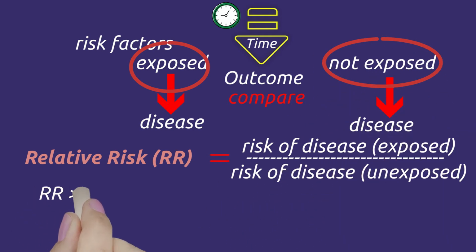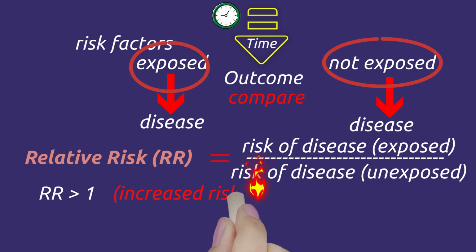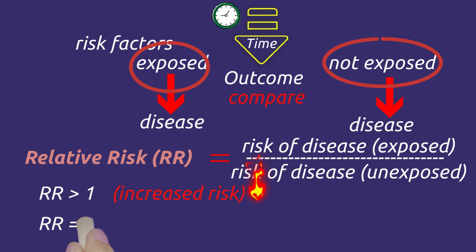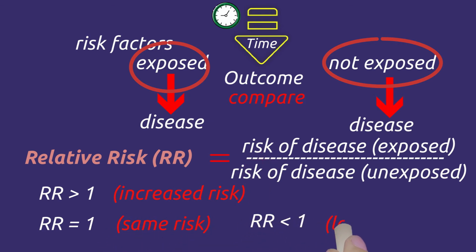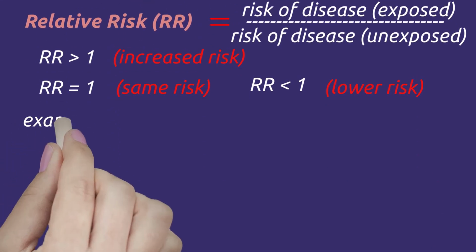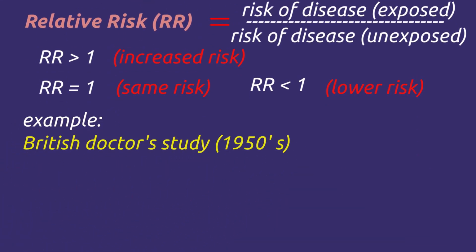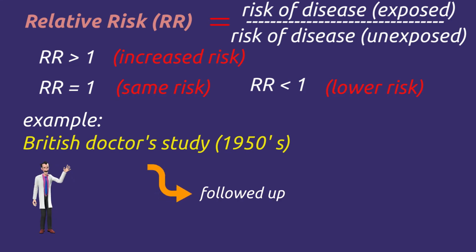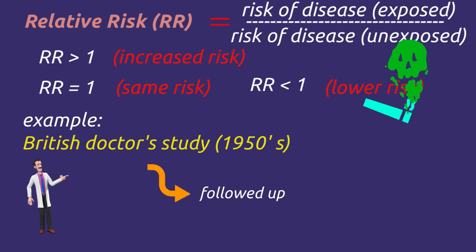A relative risk of greater than 1 means that the exposure is associated with increased risk of disease. If it is 1, it indicates that the risk is the same, and if it is less than 1, it indicates that the risk is lower. A well-known cohort study is the British doctors study done in the 1950s, where a group of doctors were followed up for many years. This study provided valuable scientific evidence of the harmful effects of smoking, especially the link between smoking and lung cancer.